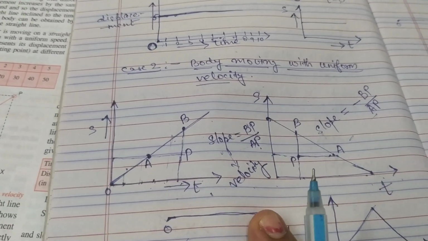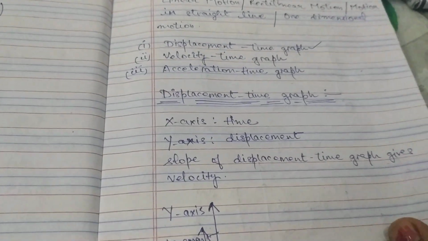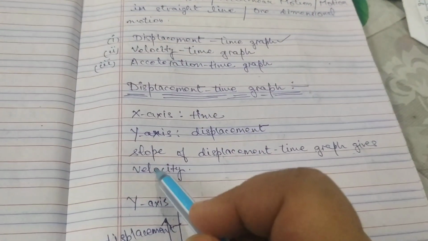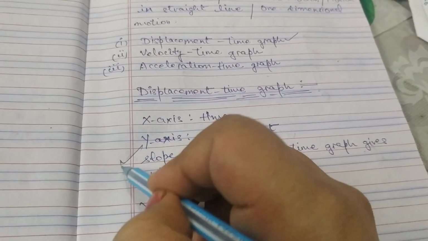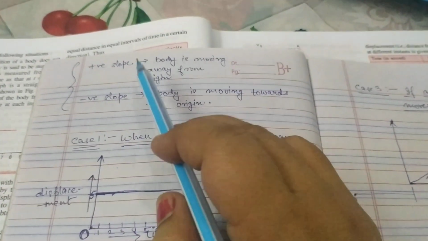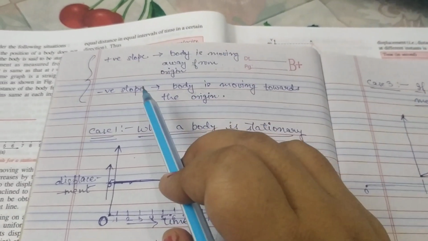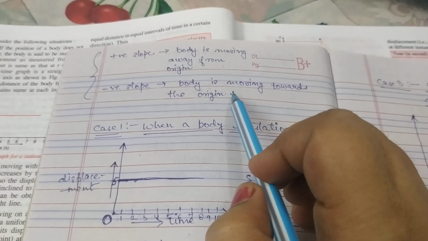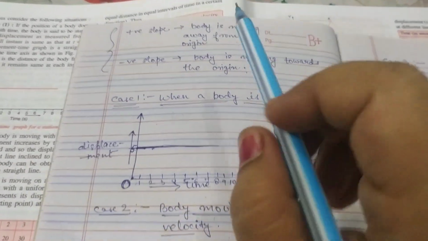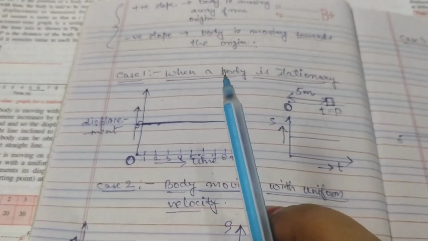So you have to keep in mind these things, that slope of a displacement time graph always gives us the velocity. Then positive slope shows the body is moving away from origin. Negative slope shows that the body is moving towards the origin. Horizontal line shows that the body is stationary.